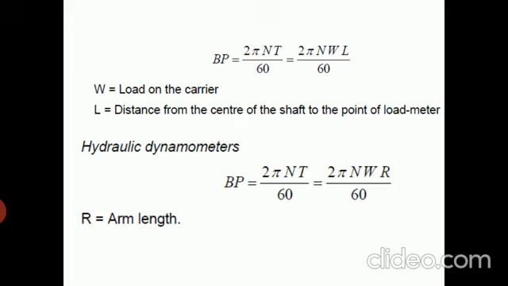Then the hydraulic dynamometer. Hydraulic dynamometer means water will be filled in a casing, and with the help of water we will give some opposing resistance to the drum that is rotating in the direction of the flywheel. In the same way we will find the brake power output. In previous cases we gave mechanical resistance by direct contact. Here we will give resistance with the help of water. That is the only difference from the previous ones.